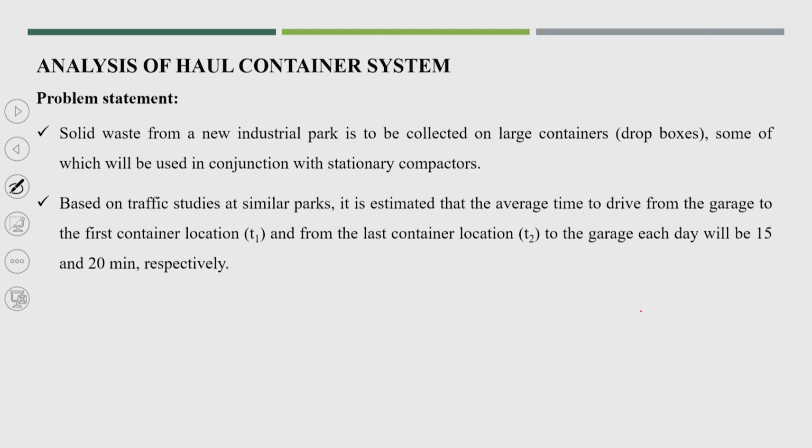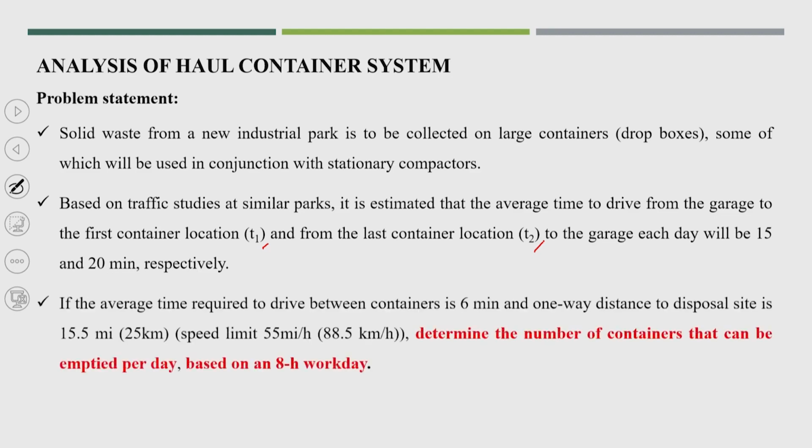So, based on traffic studies at a similar park, it is estimated that the average time to drive from the garage to the first container, that is the T1 value, and from the last container location to the garage, that is the T2 value, is 15 minutes and 20 minutes respectively. So, T1 is 15 minutes and T2 is 20 minutes. And the average time required to drive between containers is 6 minutes, this is the DBC value. And the one way distance to the disposal site is 15.5 mile or 25 kilometer.